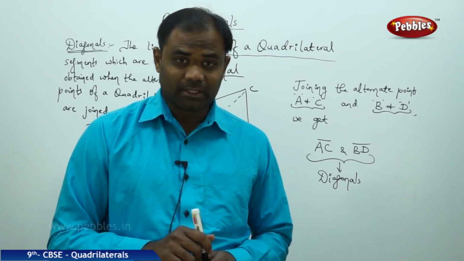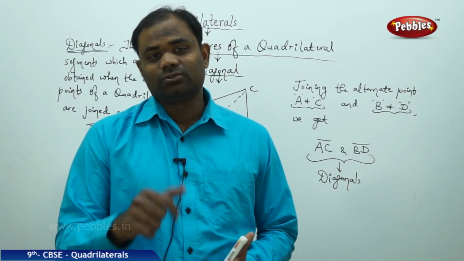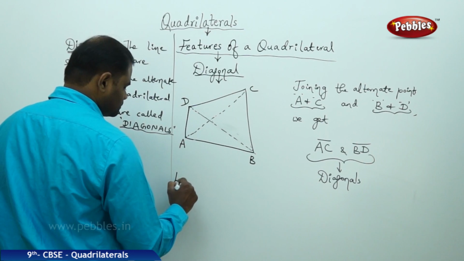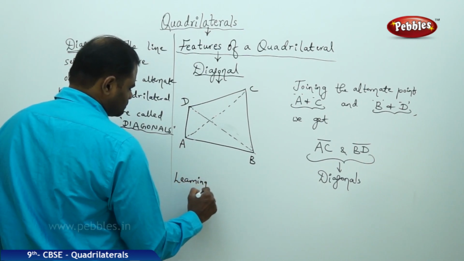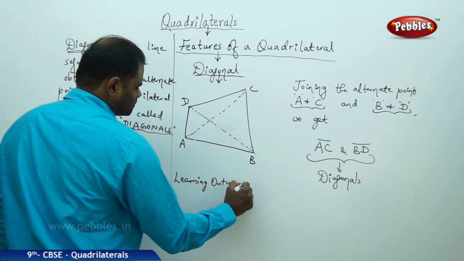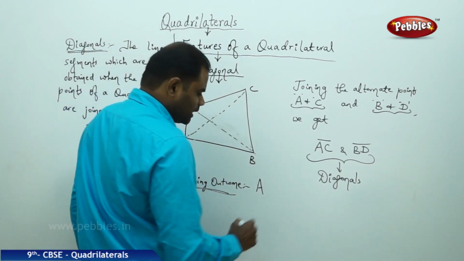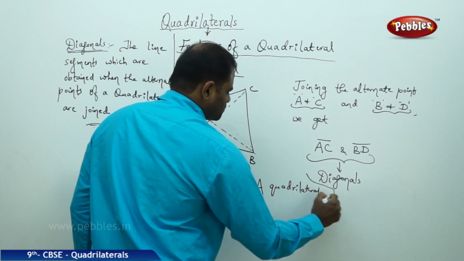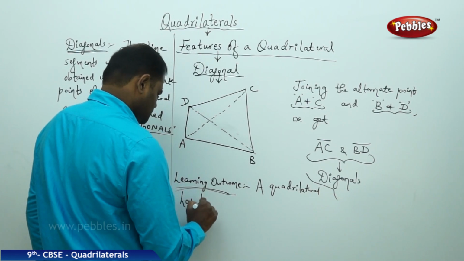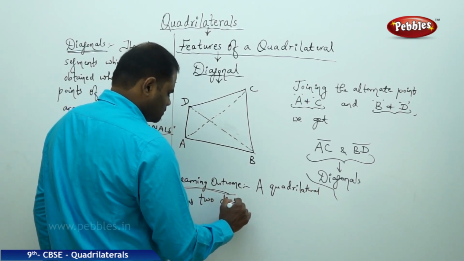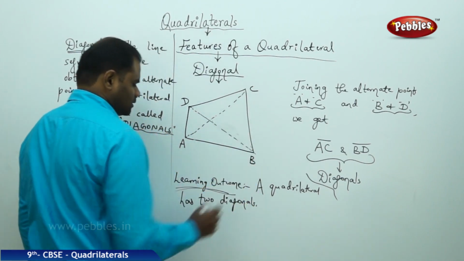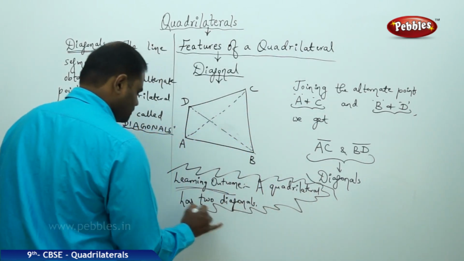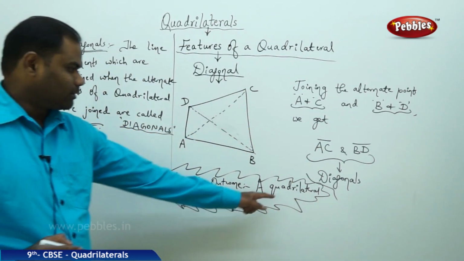Therefore, my learning outcome is that a quadrilateral has two diagonals. That a quadrilateral has two diagonals is what I understand as the learning outcome.